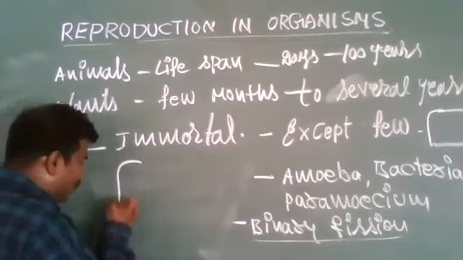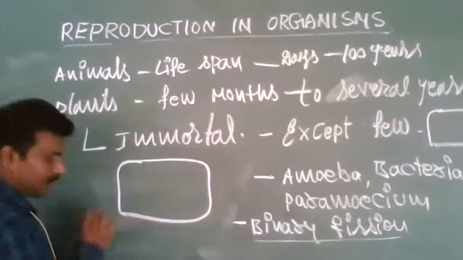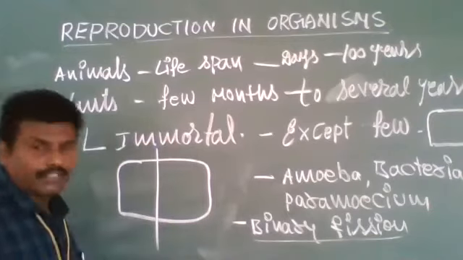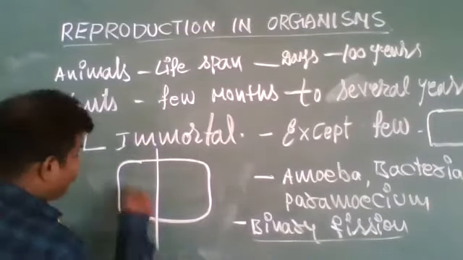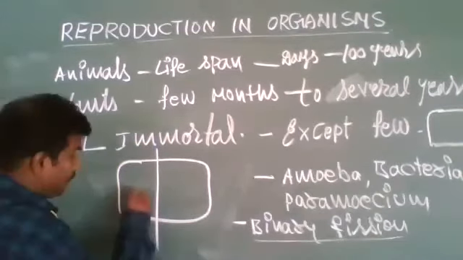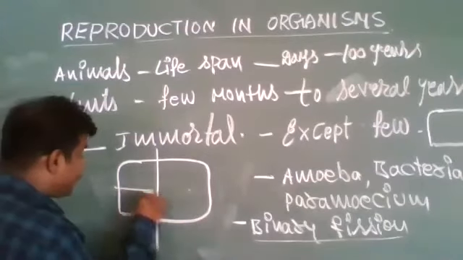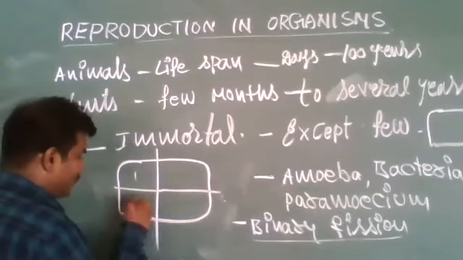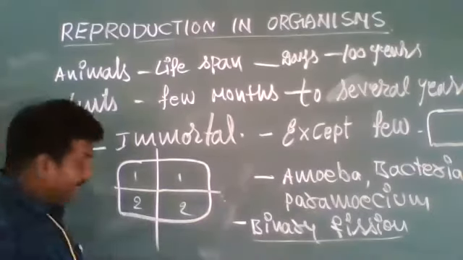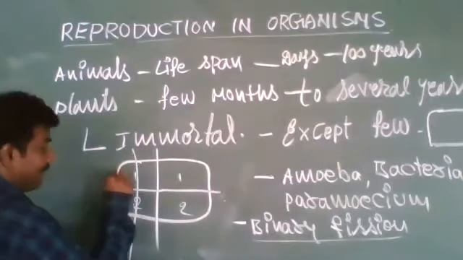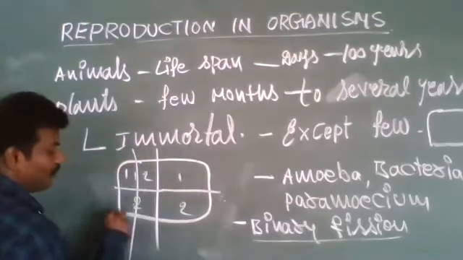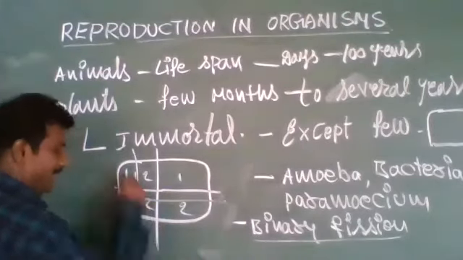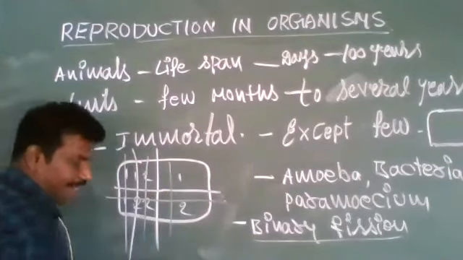This is the parental organism, bacteria. It undergoes division and forms two daughter cells. These two daughter cells again divide, one becomes two, and so on. Again divided, again divided, again divided.